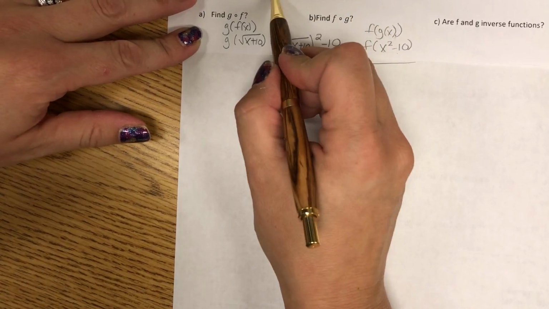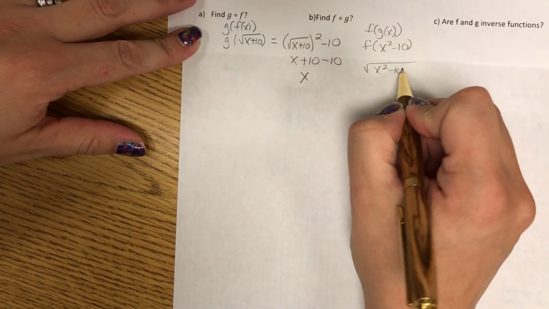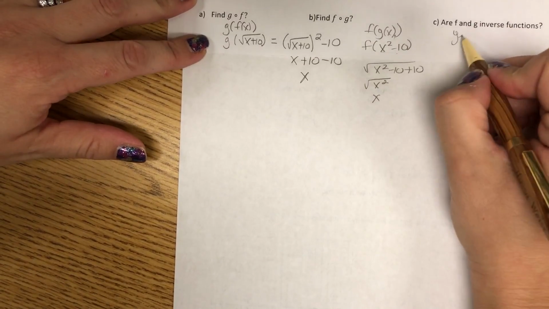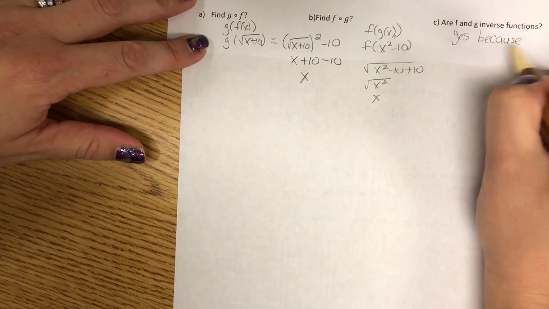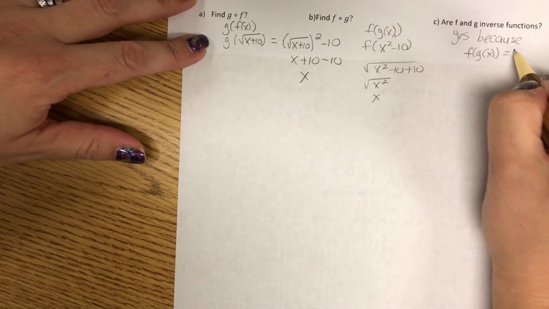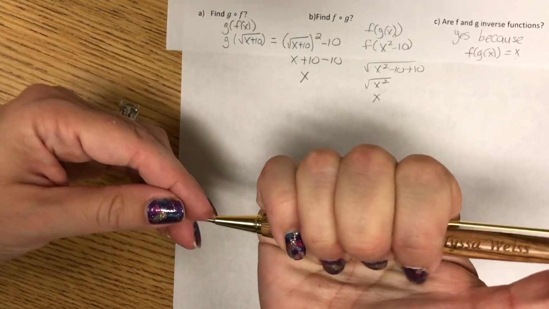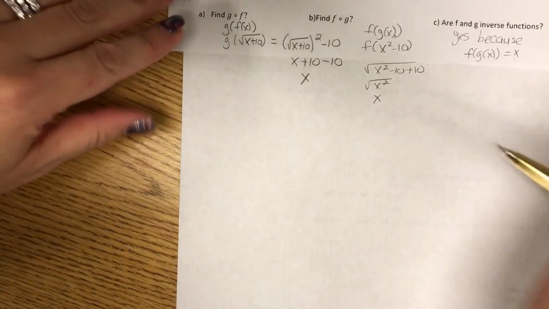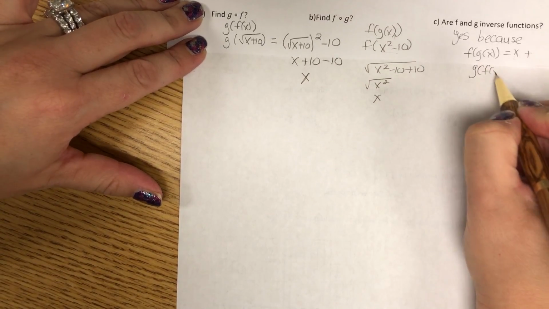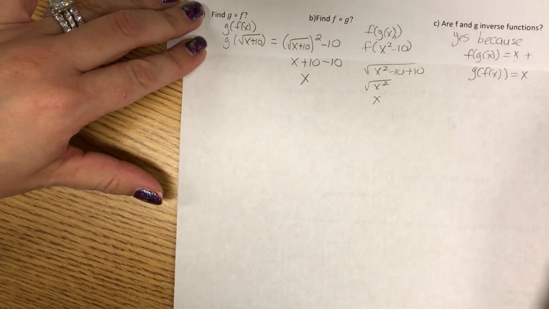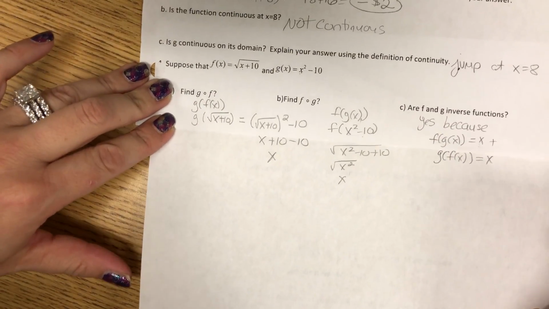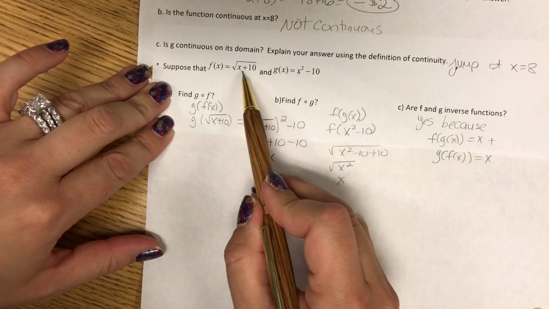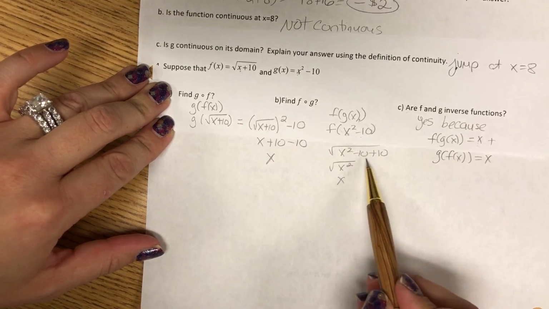So x squared minus 10 goes in for this x. And that becomes the square root of x squared, which is x. Are they inverses? Yes, because f of g of x equals x, and g of f of x equals x. Sorry, you couldn't see that. So the x squared minus 10 gets placed into this x here.